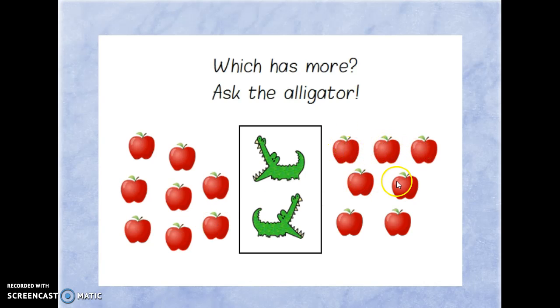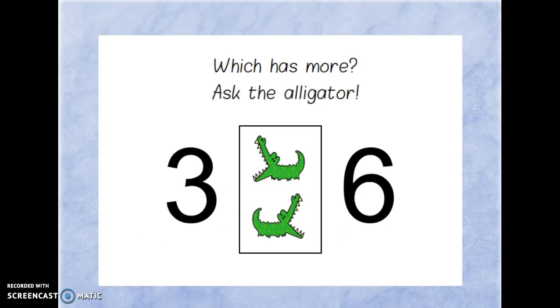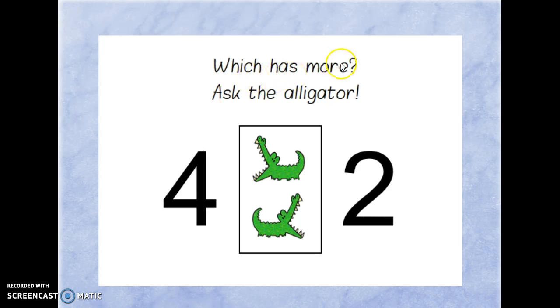8 is more. Let's do numbers now. Which has more? 1 or 5? Think. Good. It is 5. Which has more? 3 or 6? Correct. 6. Allie will eat the 6, pointing this way to our bigger number. Which has more? 4 or 2? Good. 4.